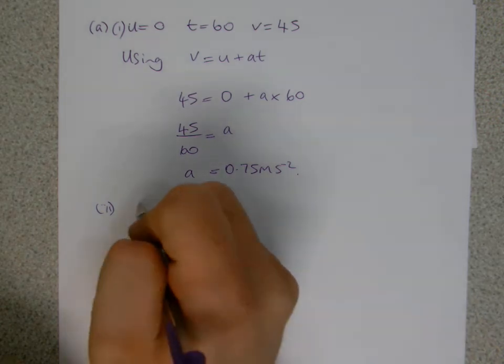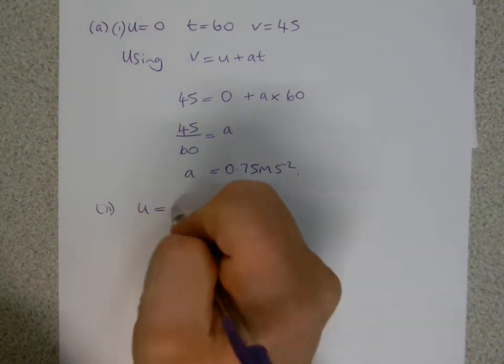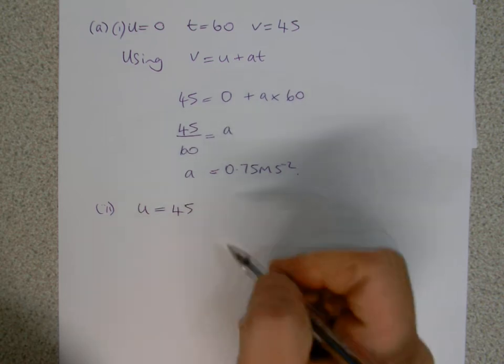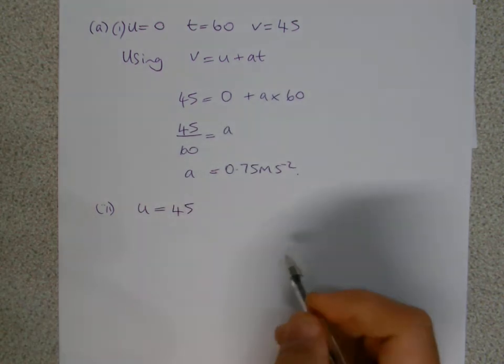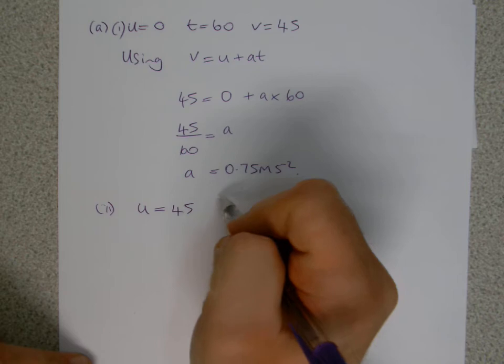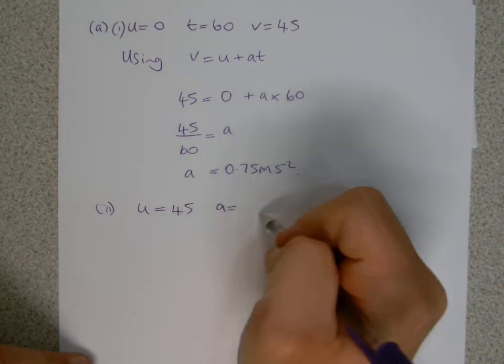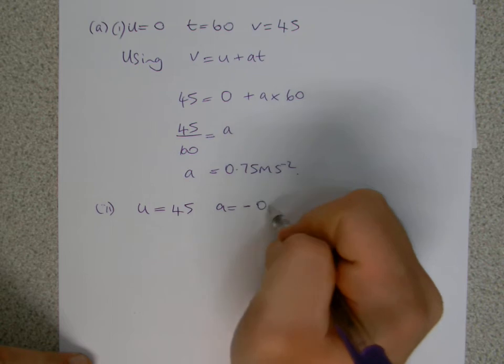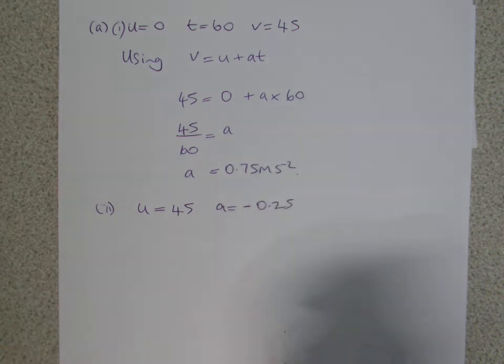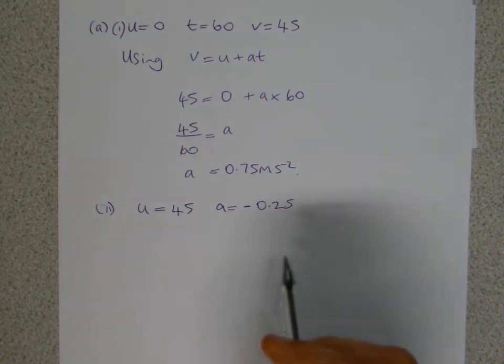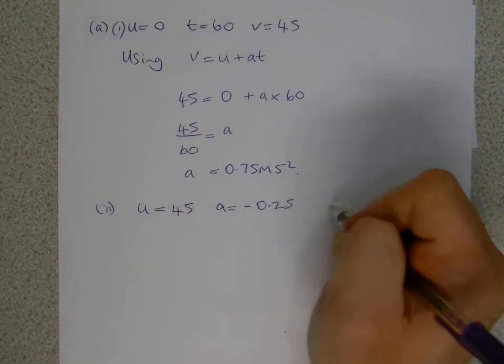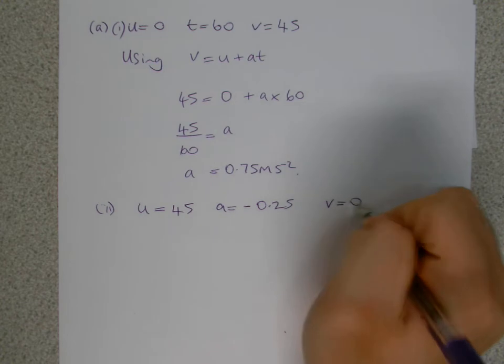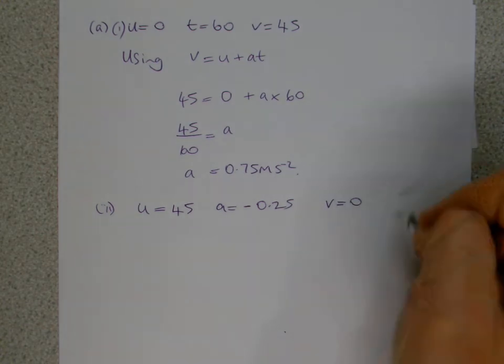So in this situation, just before it's decelerating, its initial velocity is 45, and then it starts to decelerate at a rate of 0.25. Now, because it's decelerating, you need to note that by putting a negative in. Negative shows that it's decelerating. Then it comes to a stop at its destination B, so its final velocity will be 0, and we want to work out the time.